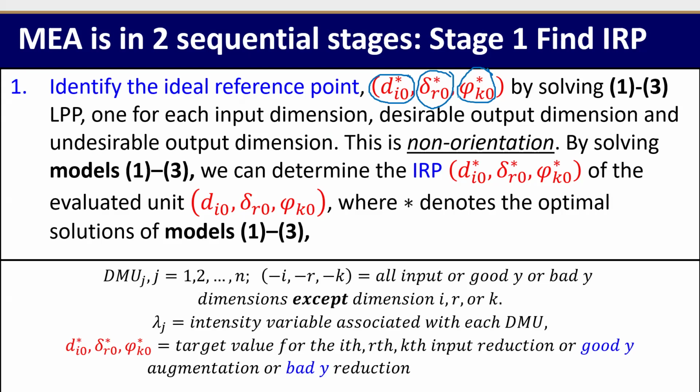Watch the way we are looking at it. We are identifying the ideal reference point. The D star is the ideal reference point for the input. Delta star is the ideal reference point for the desirable output. This phi star is what?